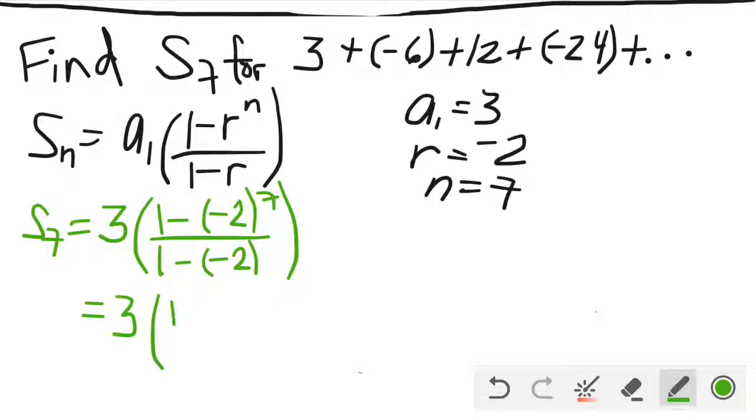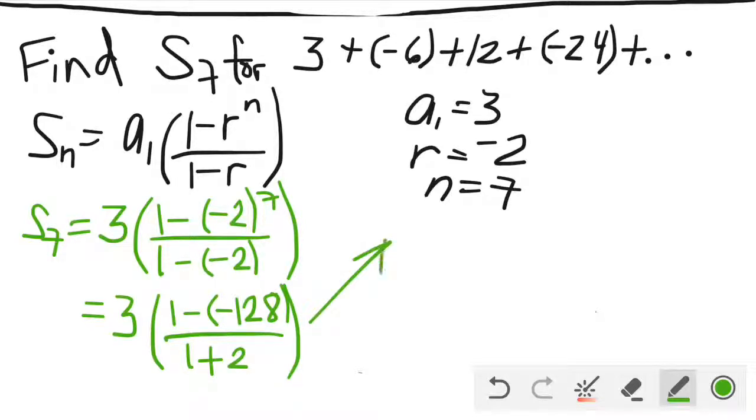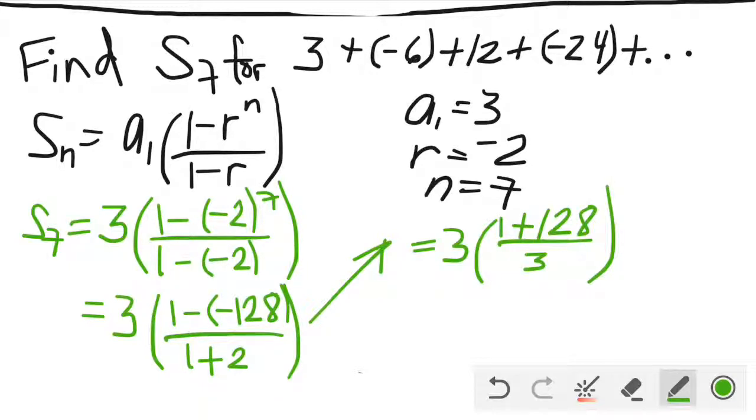In this case, I'll continue by showing you first how to manually simplify. First, go ahead and simplify negative 2 to the 7th, which will give me a negative 128 all over 1 plus 2. I'll continue simplifying. I'll have a 3 multiplied by 1 plus 128 all over 3. And from here you are seeing that you can simplify 3 and 3 out, so your sum for the first 7 terms in the given pattern is actually 129.